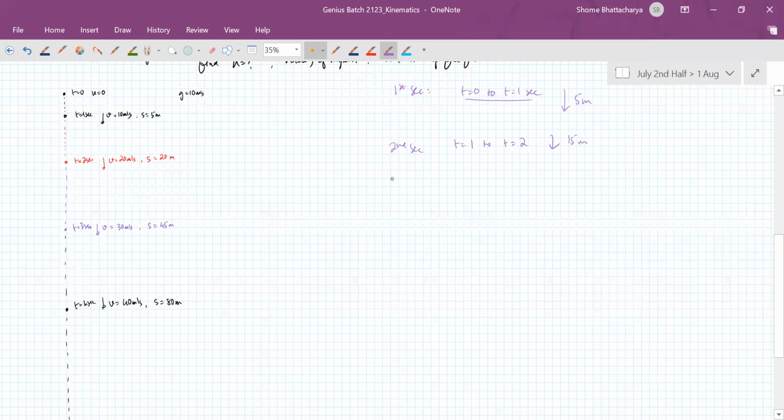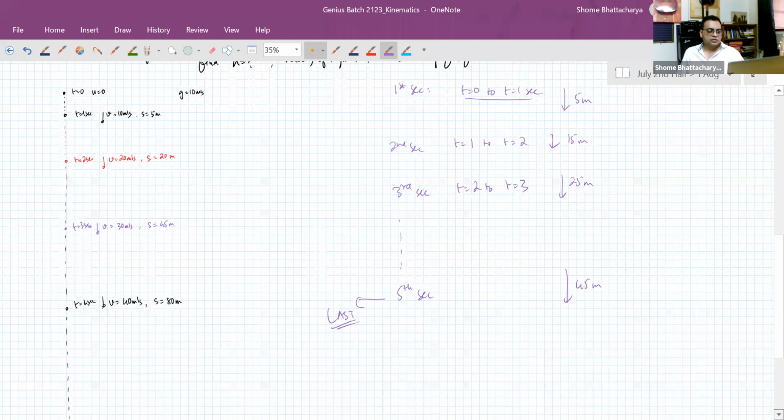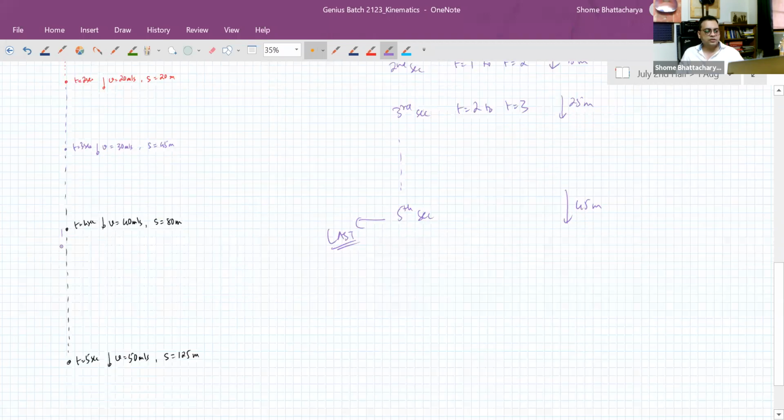Okay, so like that, in the 3rd second, that is from t equal to 2 to t equal to 3, it's traveling downwards by 25 meters. So like this, you'll see it's actually the 5th second when it travels downwards by 45 meters. So that means the 5th second is the last second, because in the last second it has traveled 45 meters. You getting my point? So here to here, this distance happens to be 45 meters. So that means this is when it's down.